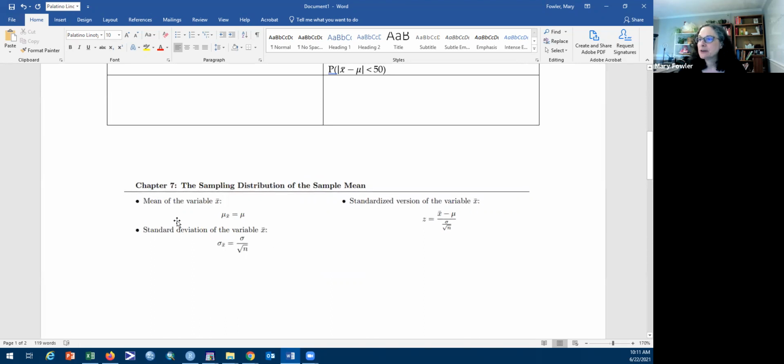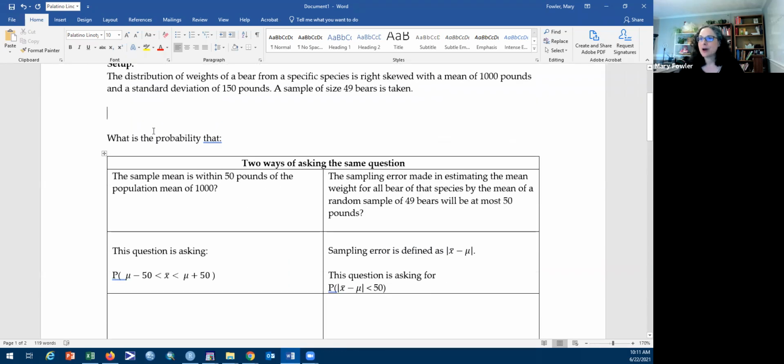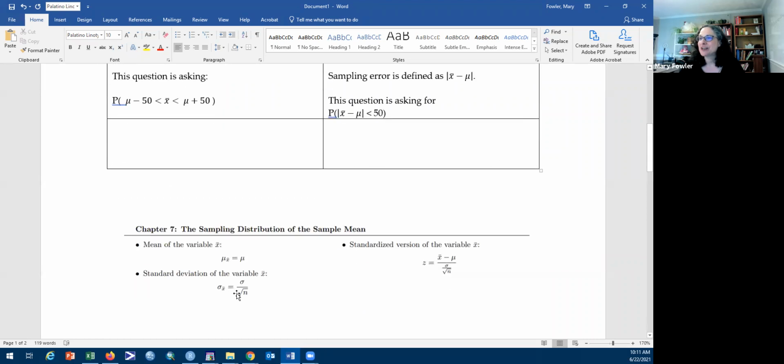For chapter 7, the mean of mu sub x bar, the mean of the distribution of the sample means, is mu from the parent population. And the parent population has a standard deviation of sigma. You take a sample of size n. The standard deviation of x bar, sigma sub x bar, is sigma over the square root of n. So we're going to use this notation and these formulas. So let's go ahead and identify the mu, the sigma, and the sample size.